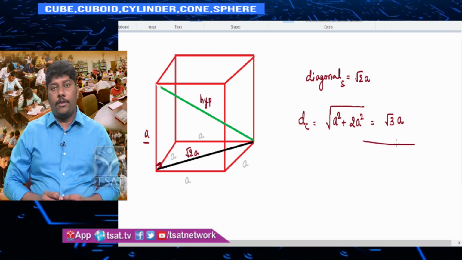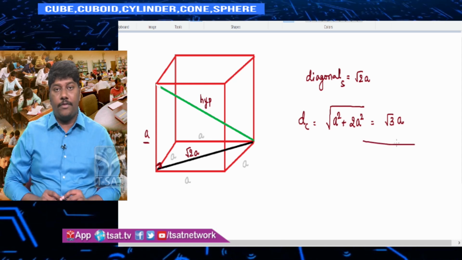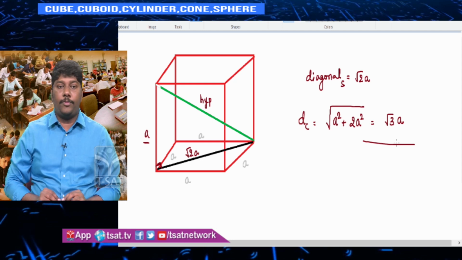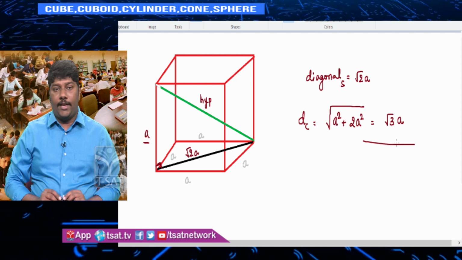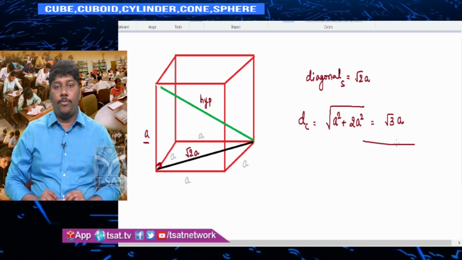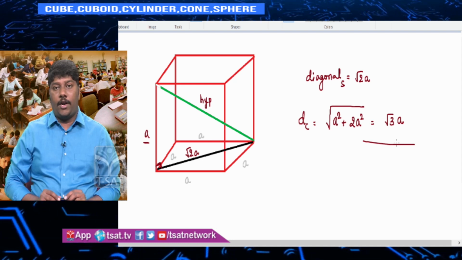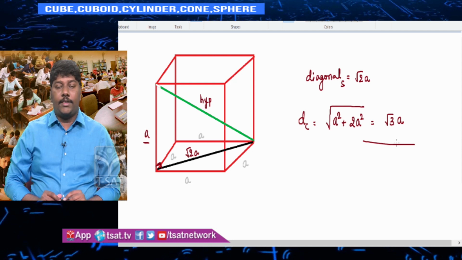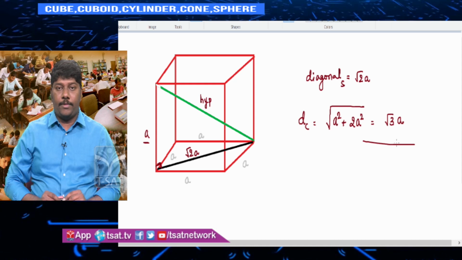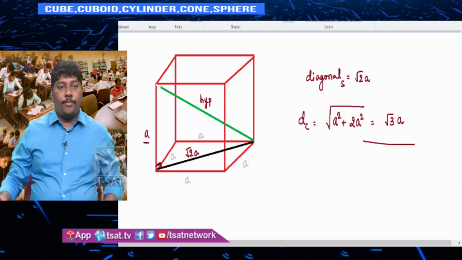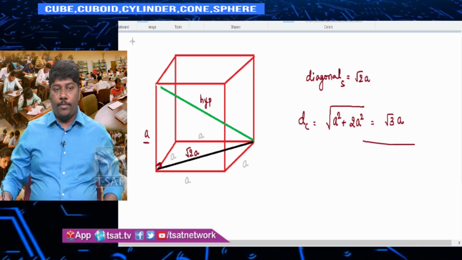It is not only the diagonal of the cube, this is the largest length possible inside a cube. If they ask you the length of the rod which you can put in a cube of side a, the length of a rod which can be inserted in the cube of side a is root 3 times a. So, these are the very important formulas related to cube.